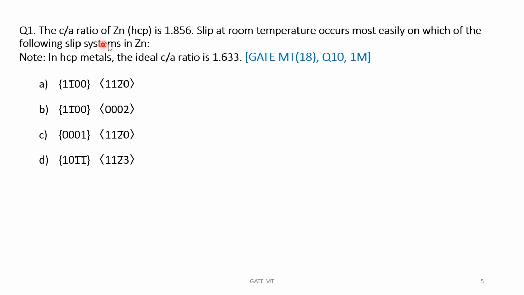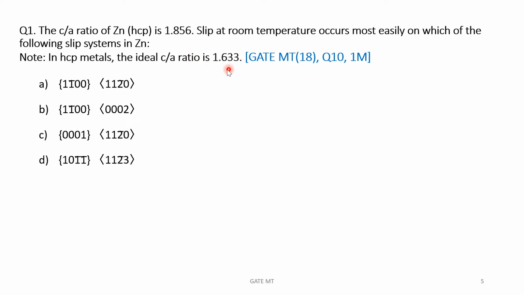The c by a ratio of zinc, which is an HCP material, is 1.856, which is greater than the ideal value. Also, it is mentioned that the process is taking place at room temperature. Therefore, we can say that the most common basal plane will be the active slip system in our case also. That is the 0001 plane with the 112bar0 direction. If it was at a higher temperature, it would have been prismatic. If the c by a ratio was lower than ideal, it would have been a pyramidal or another plane. It would not be the basal plane.